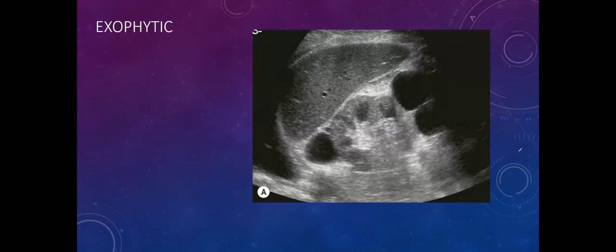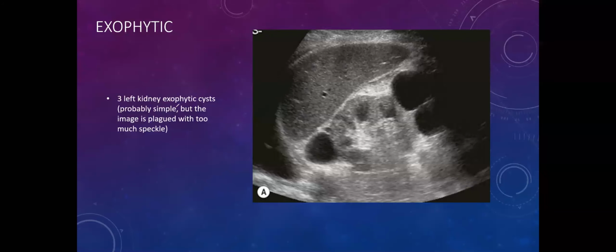A term I want you guys to know, we mentioned this the other day, is exophytic. Three, left kidney exophytic cysts, probably simple, but the image is plagued with too much speckle. So that's tough. If you're using older equipment, you're gonna have a real hard time getting a truly anechoic cyst. And that's a problem. There are doctors in this town who really want you to do everything you can to make it anechoic. And they want you to do this, in my opinion, at the expense of the overall quality of the image and the ability of the image to show real structures that happen to be of low echogenicity. So I'm not for it, but I'm not the doctor.